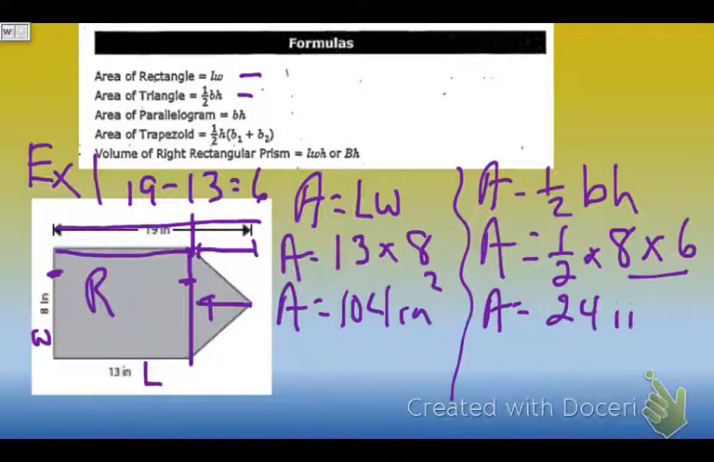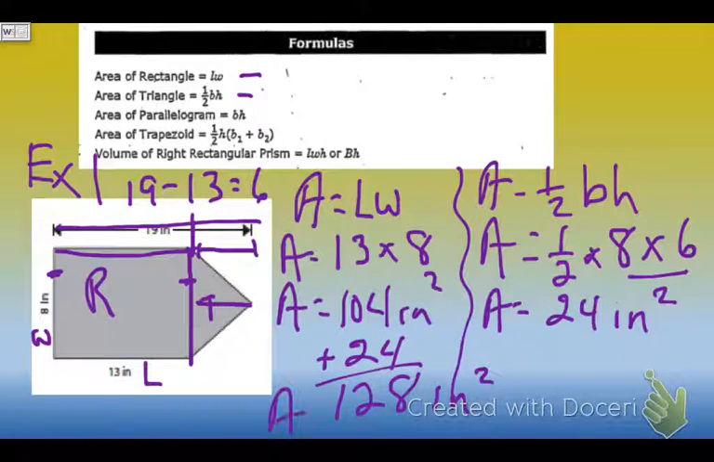And remember, again, we're finding the area in inches squared. To find the area of the whole shape, we're going to add these two areas together. And our complete area is 128 inches squared. And that is for this whole five-sided shape.